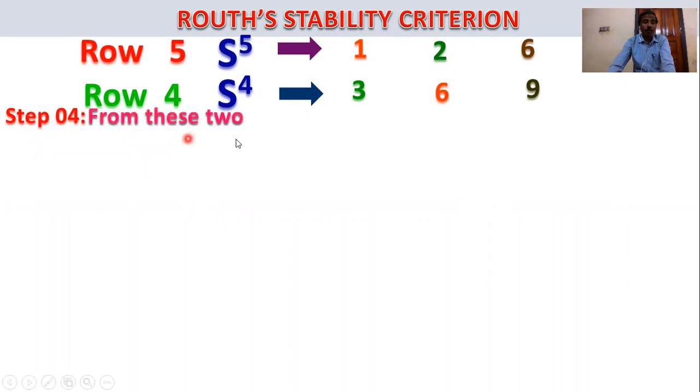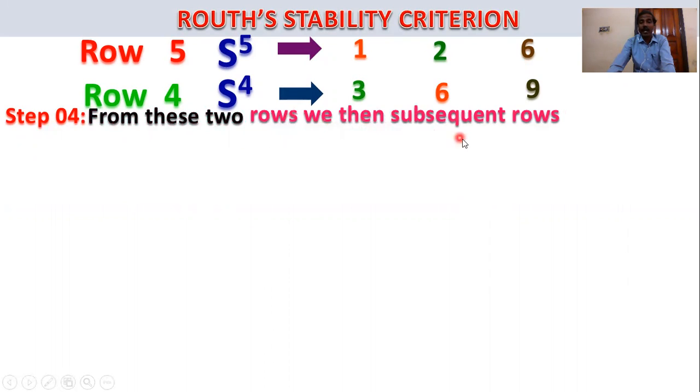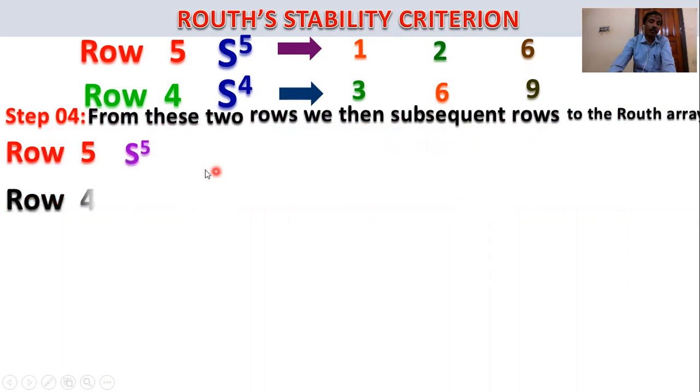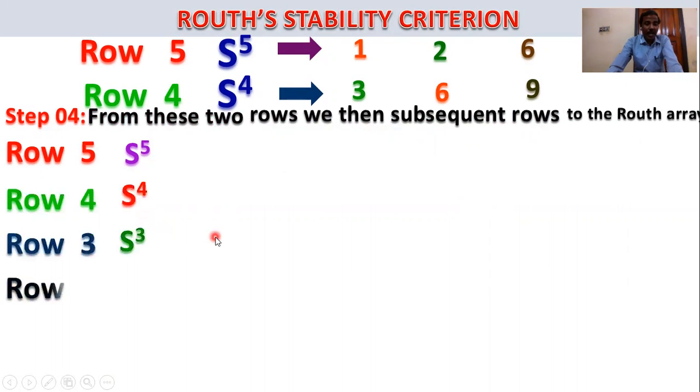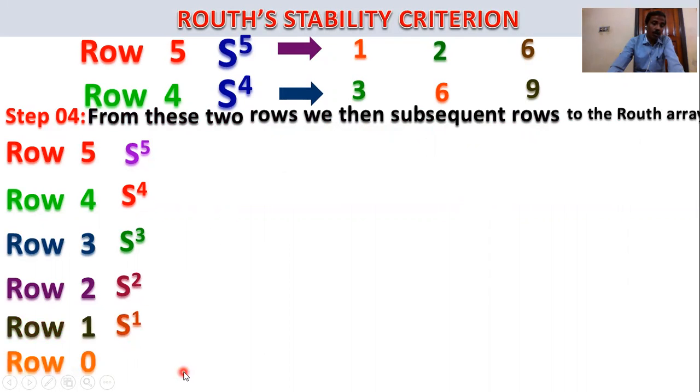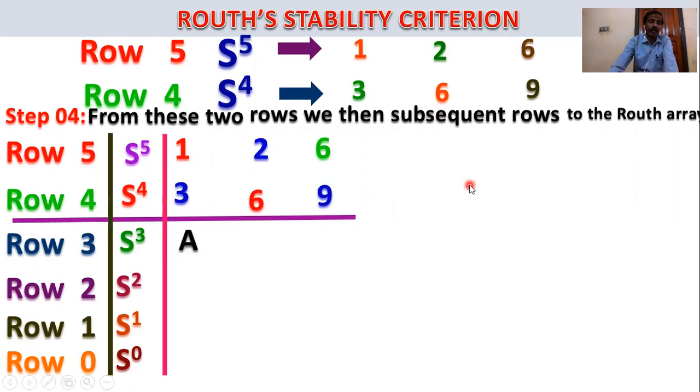Step number 4: from these 2 rows, we then add subsequent rows to the Routh array. Row 5, S to the power 5. Row 4, S to the power 4. Row 3, S cube. Row 2, S square. Row 1, S to the power 1. Row 0, S to the power 0. So put here for S to the power 5: 1, 2, and 6. Similarly, S to the power 4: 3, 6, and 9. Then calculate the other rows, row 3, row 2, row 1, and row 0.